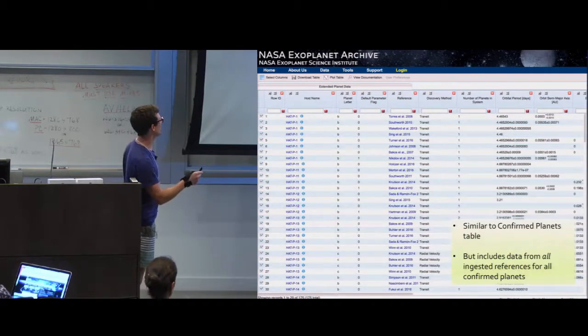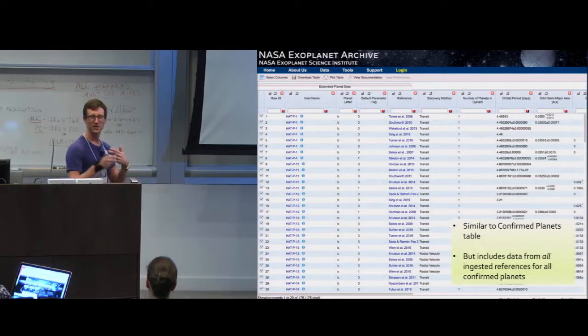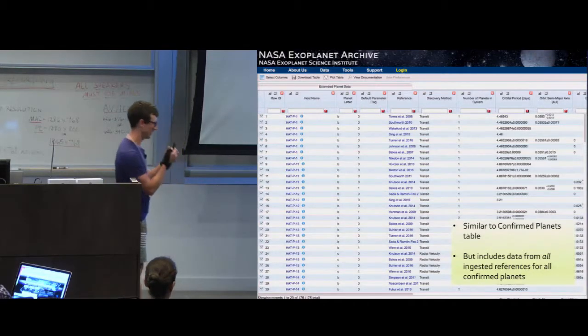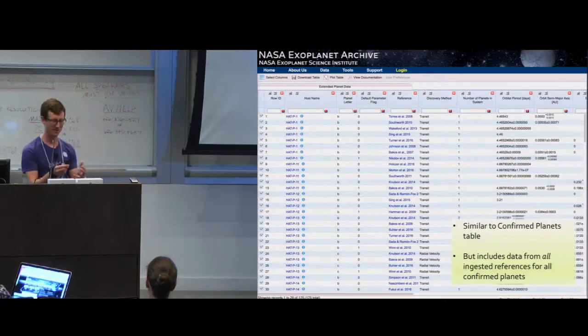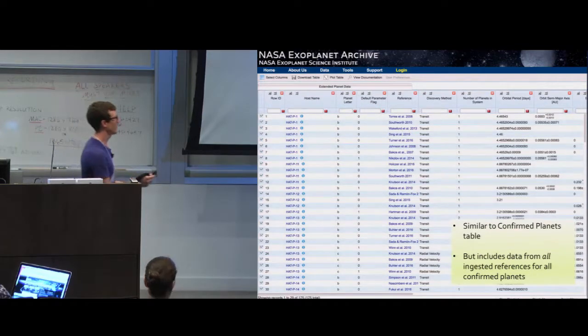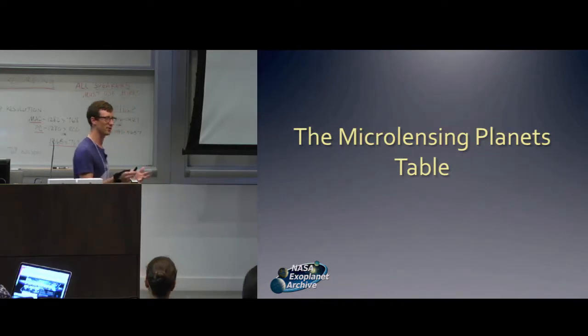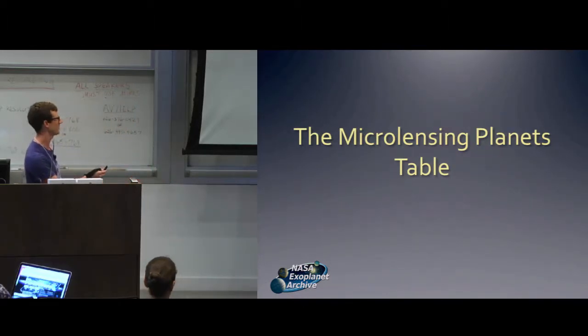And you can see here one of the main differences is there are several rows, say, for HAT-P-11, 12, 13, 14. Now, if you're interested in looking at planets from a given survey, or all of the entries in tabular form for a given individual planet, that's one of the main functionalities of the extended planet table.